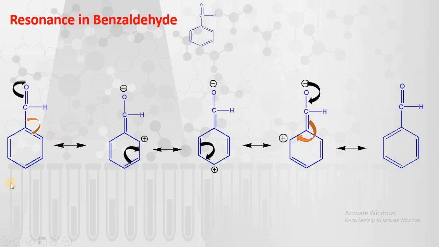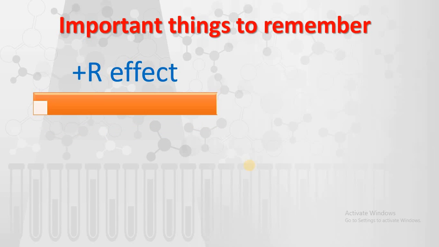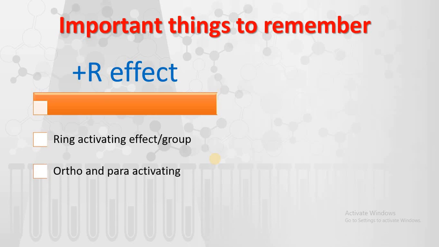The difference between the first and last structure is only the arrangement of double bonds in the benzene ring. So the important things to remember in this plus R effect and minus R effect, that is the resonance effect, are these key points. What is the plus R effect? It is a ring activating effect; ring activating groups, when attached to the benzene ring, activate the ring towards the ortho and para positions. Then the negative charge is formed on the benzene ring. Always remember this trick, that in plus R effect, negative charge is formed on the benzene ring.